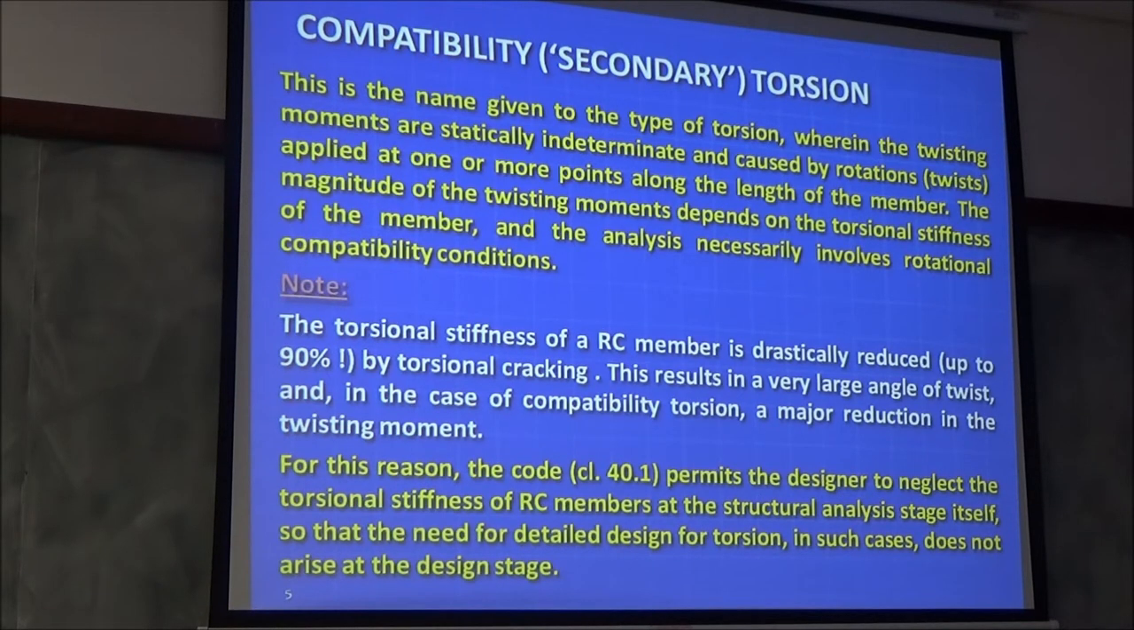Now if you have a rectangular section, we use the same concept, but instead of J we use something called C, which is called the torsional constant. We'll see that GC by L, right? Got it?